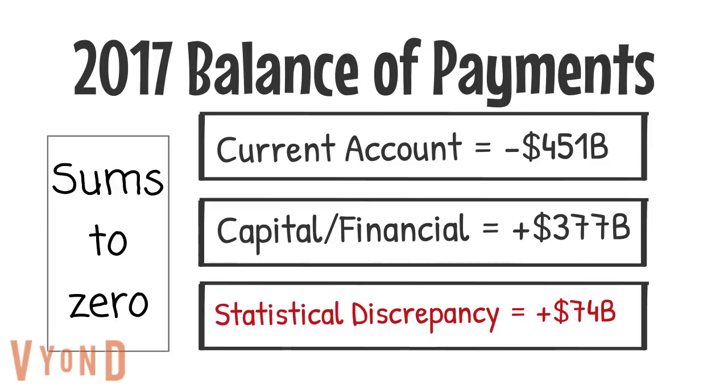So we have a deficit on our current account, minus 451. We have a plus 377 on the capital financial accounts. That means we either borrowed money or sold our assets to effectively pay for the current account. But you notice those two things didn't quite add up right, and so we had a statistical discrepancy of $74 billion, and the whole thing adds up to zero, just like it's supposed to.